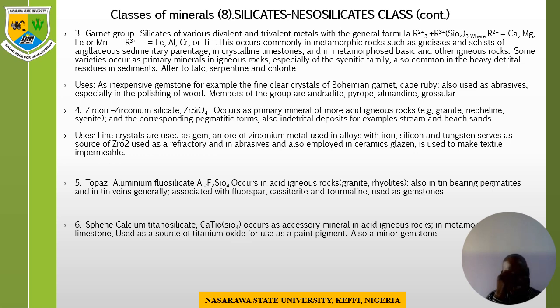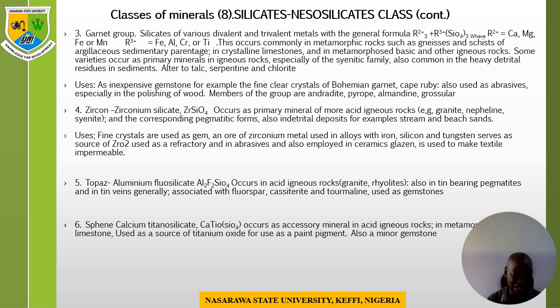The zirconium silicate occurs as a primary mineral of more acidic igneous rock, and will correspond to pegmatite forms, also in the placer deposits, for example stream sands. It's used as gem crystal, and zirconium metal is used in alloys with iron, silicon and tungsten, and serves as a source of zirconium. Used as a refractory, in abrasives and also in blended ceramics. It's used to make textile impermeability.